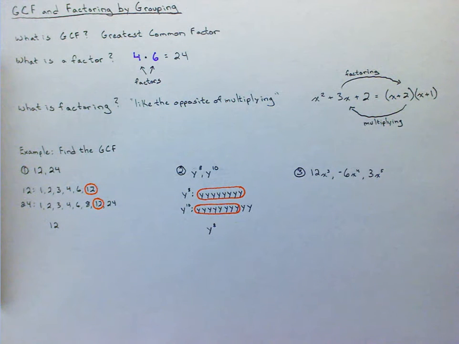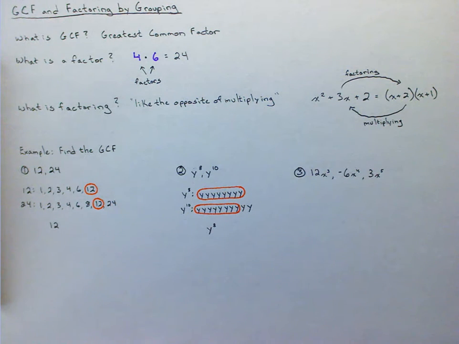So in math, you learn how to do things one way, and then we show you how to do them to get back to where you started. We just covered multiplying polynomials. Now we're going to talk about how to get back to where we started using factoring. The first thing that we need to do is look at the GCF, the greatest common factor.